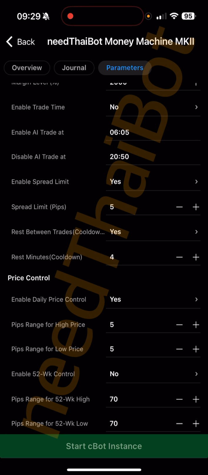And you can do it for the 52-week high and 52-week low as well, but I don't recommend using it, though you can. It will slow the trading down, because the bot will wait for the 52-week high and 52-week low price. It will not open a lot of trades, but it will be safer if you turn it on. But there's very little trading going on.